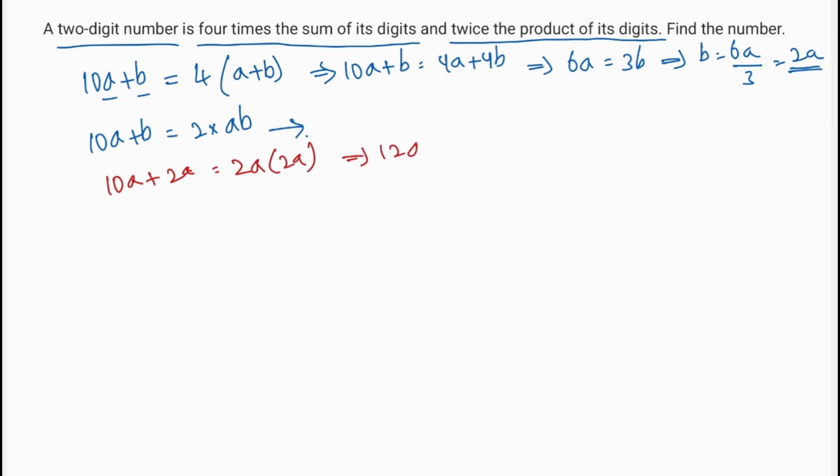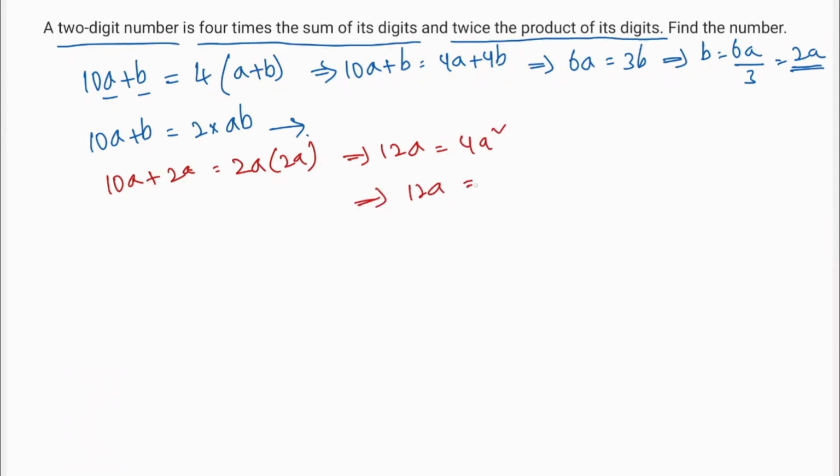I'll get 12a is equal to 4a square. Okay, now 12a is equal to 4a into a. A and a gets cancelled here. Here what is the a value? 12 by 4. It is 3. Okay, we got the a value as 3.